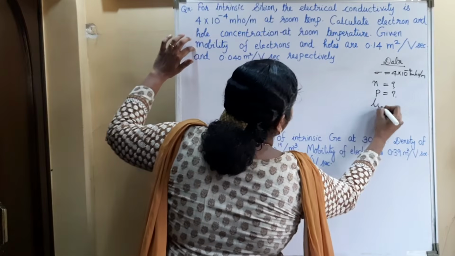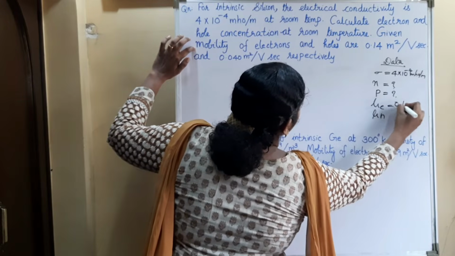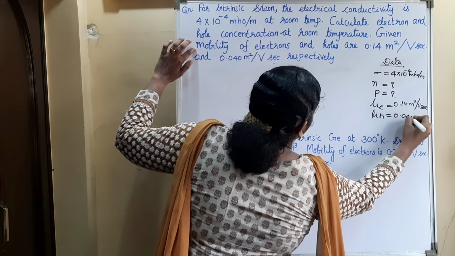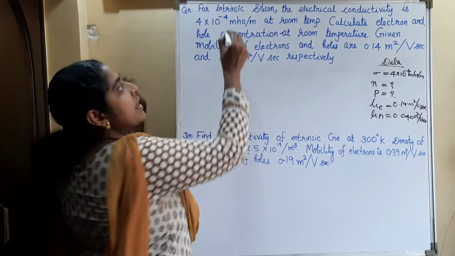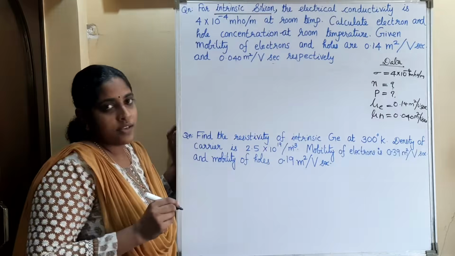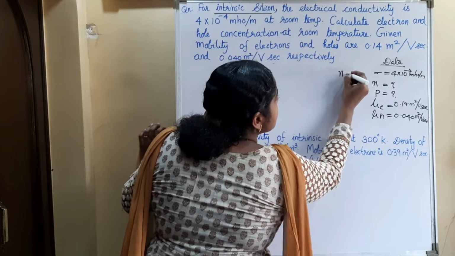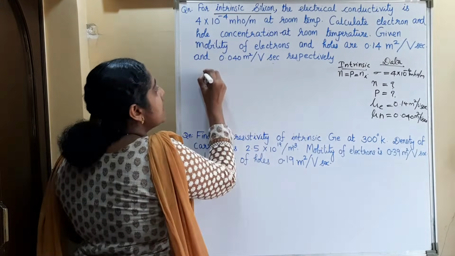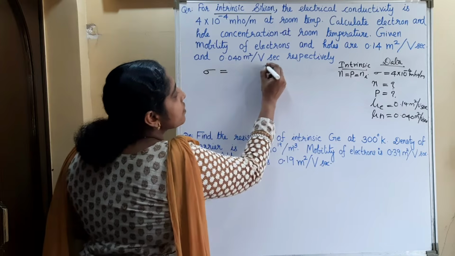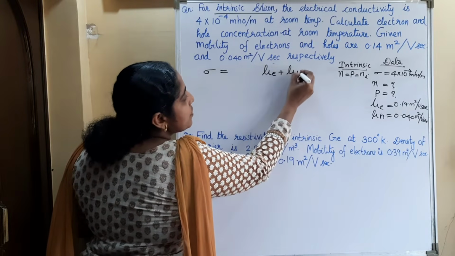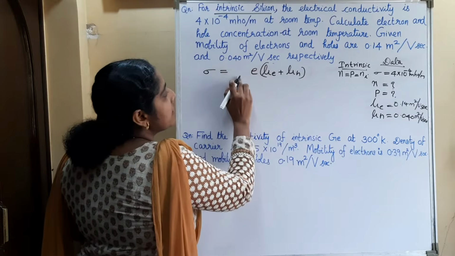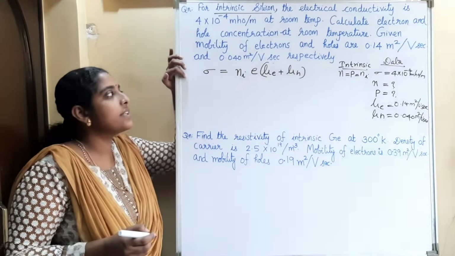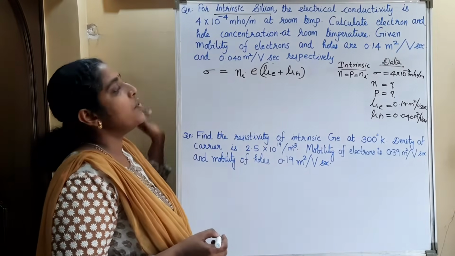Given mobility of electrons and holes are 0.14 meter square per volt second and 0.040 meter square per volt second. Here the semiconductor given is intrinsic silicon. So for intrinsic semiconductor, N is equal to P is equal to Ni. Now we can write the expression for the conductivity. Conductivity sigma is equal to mu En. So here we have electron and holes, so mu E plus mu H. The electrical charge E, and N is Ni because it is an intrinsic semiconductor. For intrinsic semiconductor, the conductivity formula is Ni E (mu E plus mu H).